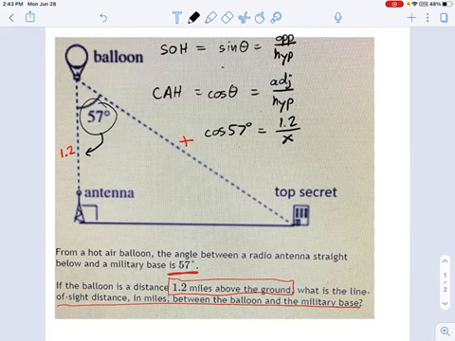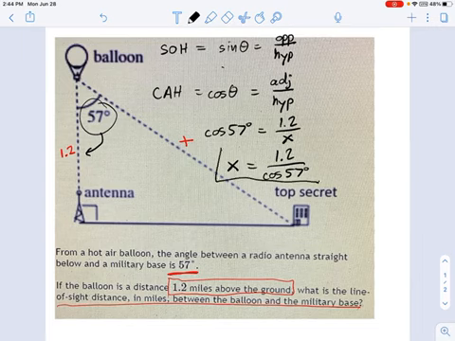Now we've got an equation we can use. I want to know what x is, the line of sight distance between the balloon and the base. So in this case, all I do is rearrange this to be x equals 1.2 over cosine 57 degrees. Okay, and that's the answer. Now you'll find in different versions of this problem, what they give you and what they ask for switch around all the time. Sometimes they'll give you the hypotenuse, sometimes the bottom leg, sometimes the side leg. You just go through the same method each time.